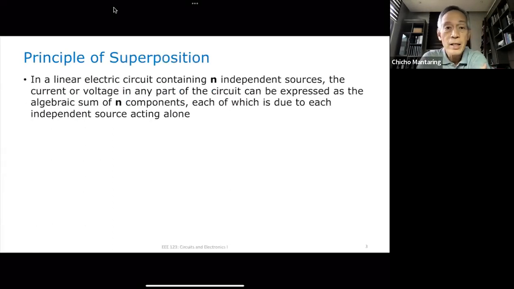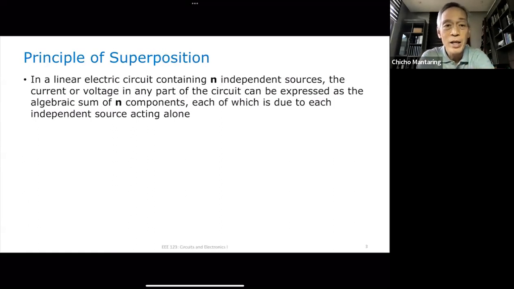So first, let's discuss the principle of superposition. Okay, the principle of superposition reads as follows. In a linear electric circuit containing n independent sources, the current or voltage in any part of the circuit can be expressed as the algebraic sum of n components, each of which is due to each independent source acting alone. Okay. Now, mentioned this way, it might be difficult for you to comprehend.